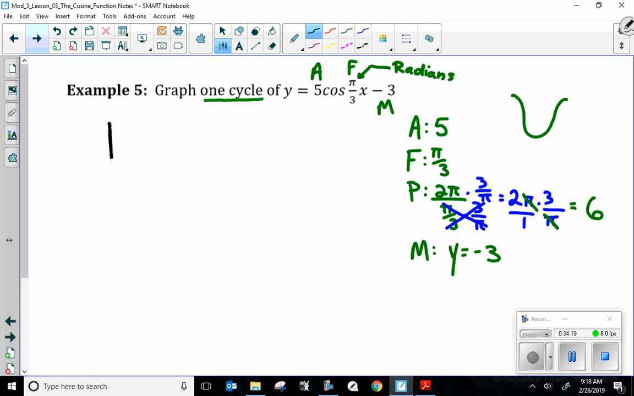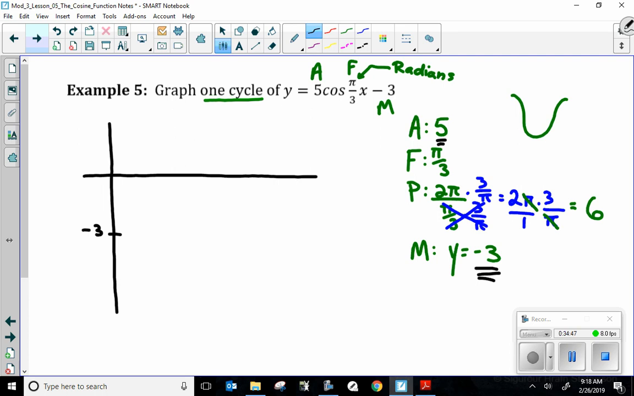So I'm going to do this by the blue, by the B, and I'm going to put my x-axis not right in between. I'm going to put it a little bit higher. And why do I do that? Because I'm going to start this way first. My midline is at -3, which means I need to go my amplitude up 5 and down 5, not from 0, but from -3.